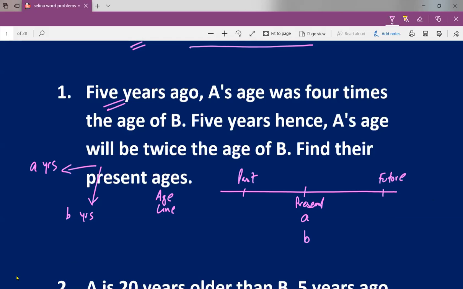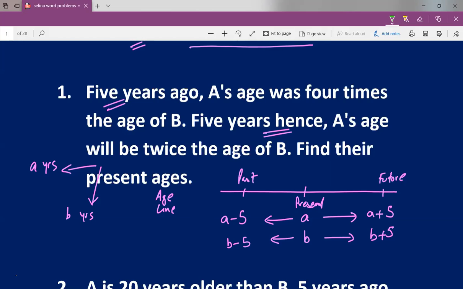5 years ago, A will be A minus 5 years. B will be B minus 5 years. 5 years hence, A will be A plus 5. B will be B plus 5. Now this part is done. All that we need to do is now form relationships.